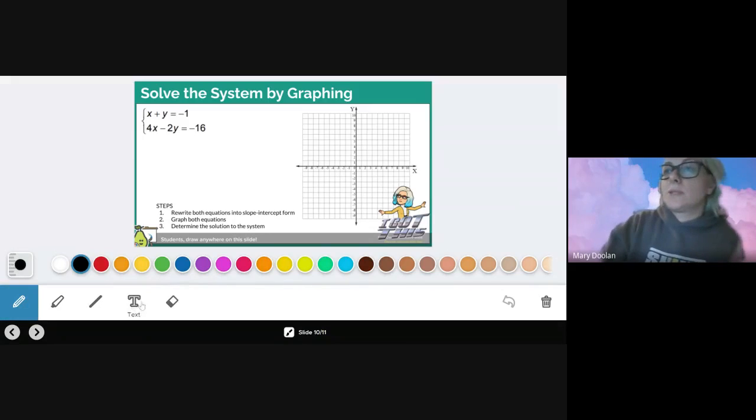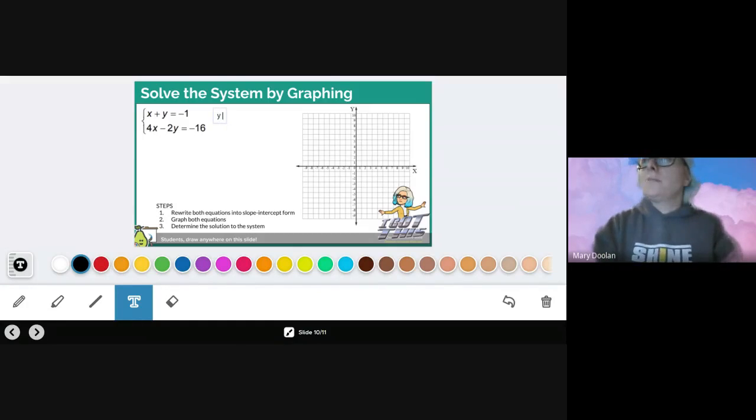So what this is going to turn into is y equals -1x minus 1. All I did was take the x term and subtract it from both sides.